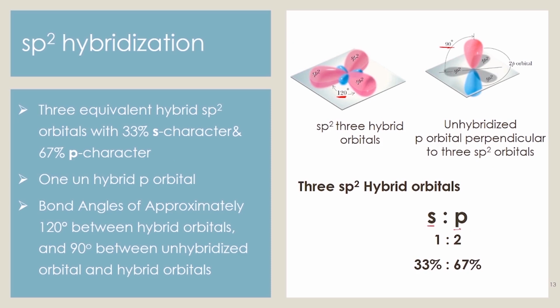So we have one s orbital hybridized with 2 p orbitals with a ratio of 1 to 2. This is why the formed sp2 orbitals have 33% s character and 67% p character.